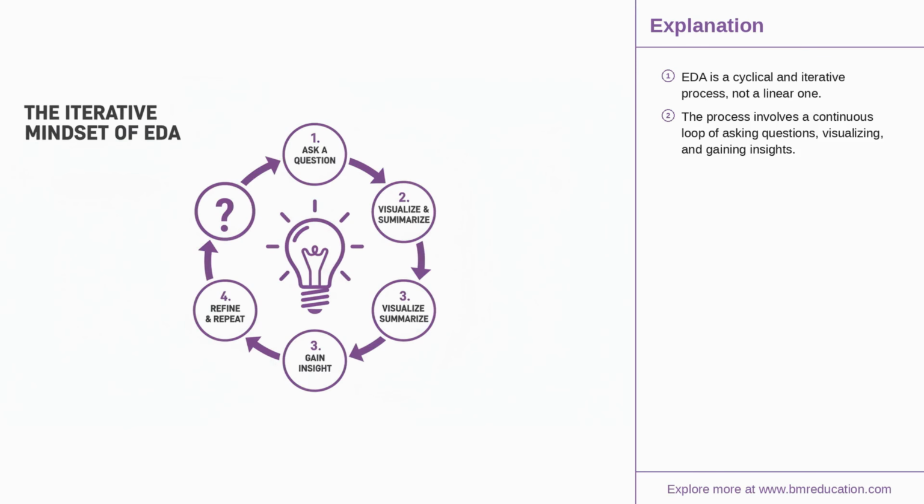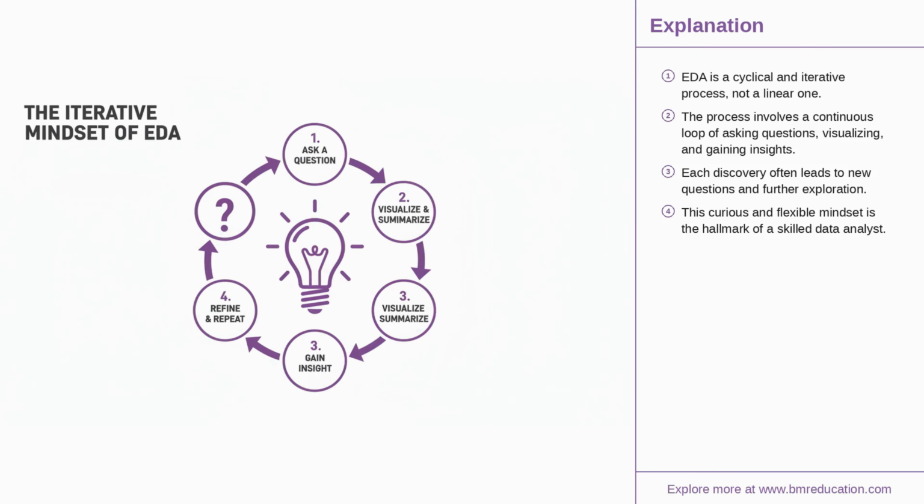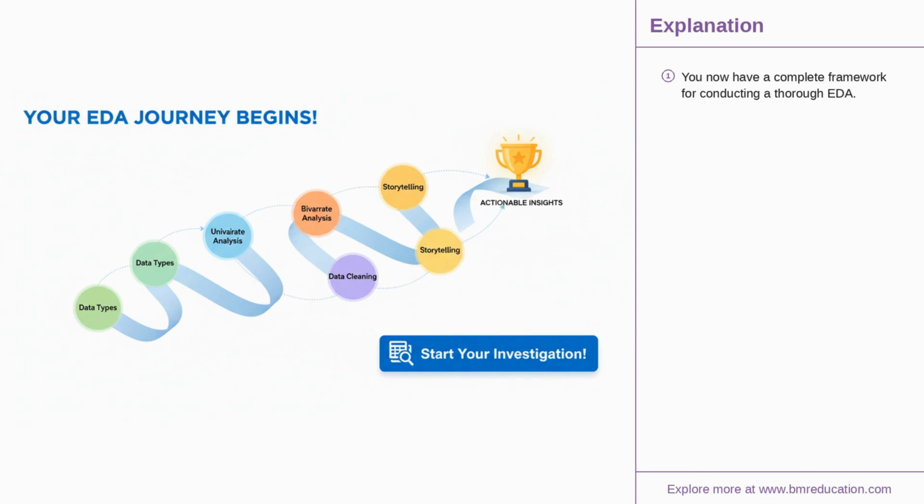As we conclude, remember that EDA is not a linear checklist. It's an iterative, creative cycle of curiosity. You start with a question, you visualize the data to find a clue. That clue leads to a deeper question, which might require you to clean or transform the data, leading to a new visualization. This loop of questioning and discovery is the true mindset of an effective data explorer.